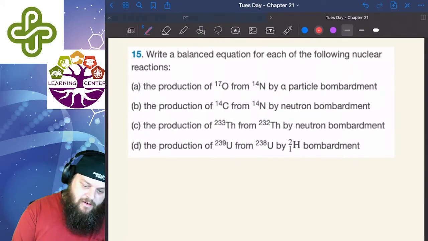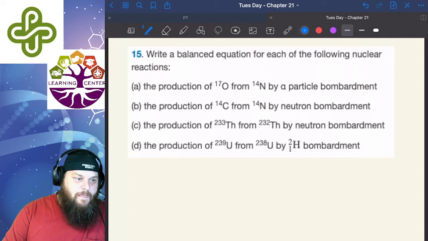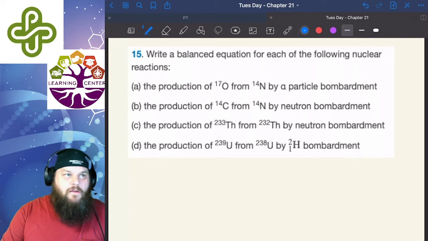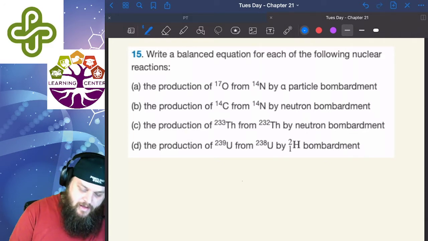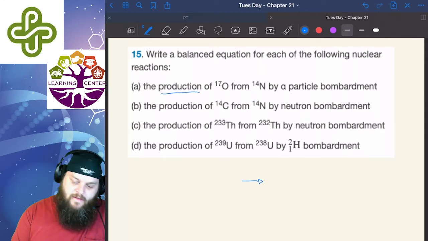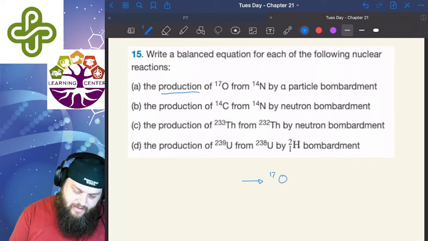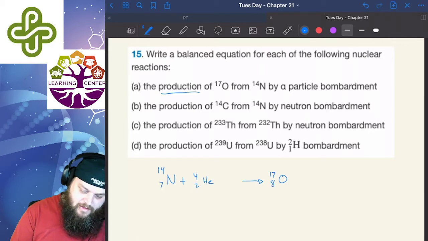So for these guys, we're kind of doing the same idea but in words, and we can see that it says the production of oxygen 17 from nitrogen 14 by alpha particle bombardment. So really, I'm just going to put the arrow there, and the word production means it's a product. So the production of oxygen 17 from nitrogen 14 by alpha particle. So alpha particle is 4, 2 helium. We know nitrogen is 7, oxygen must be 8.